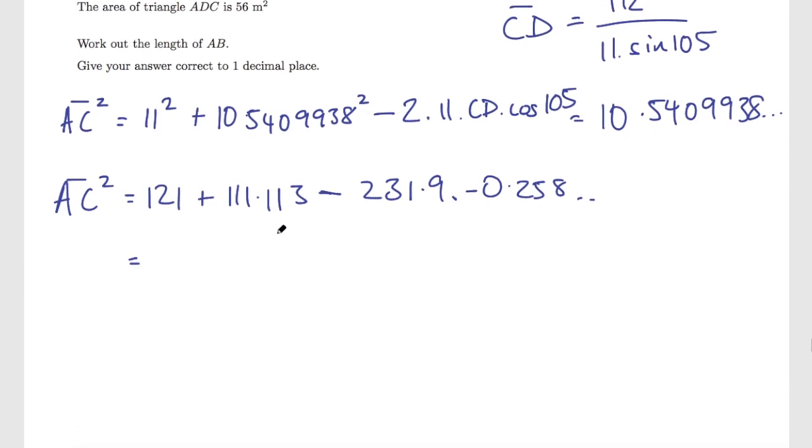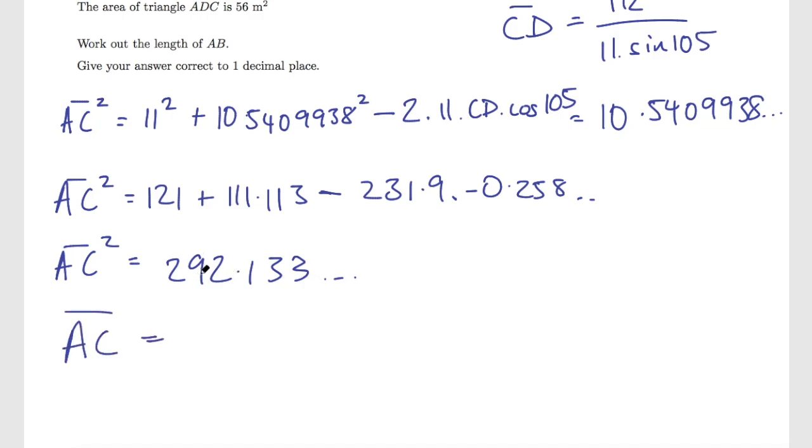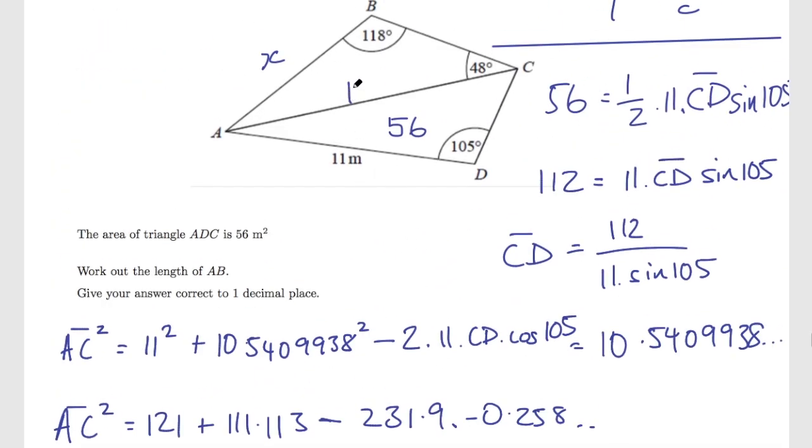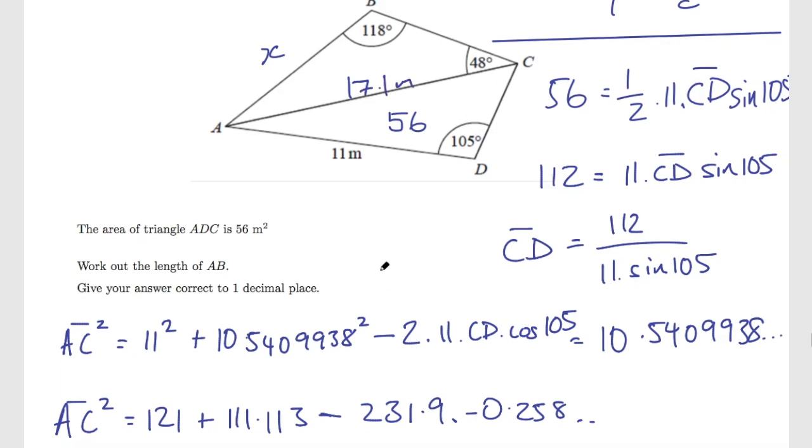Okay, so then if I just keep on simplifying this, all of that works out to 292.133 approximately. So AC squared equals 292.133. So then if I take the square root of this, 292.133, I get 17.1 approximately. And we are talking about meters here. So AC in here is 17.1 meters.